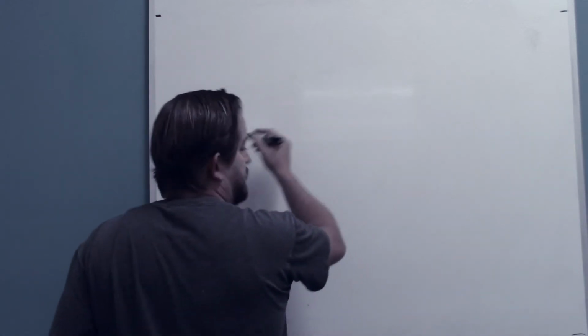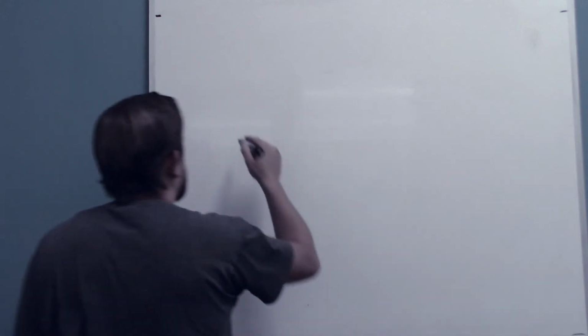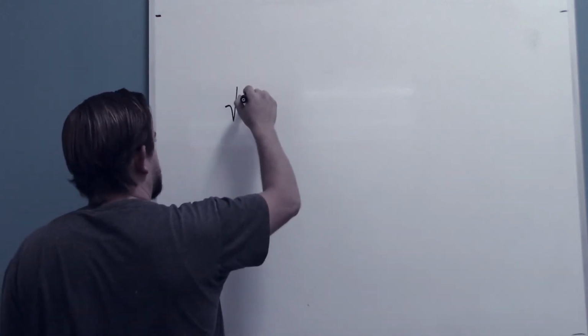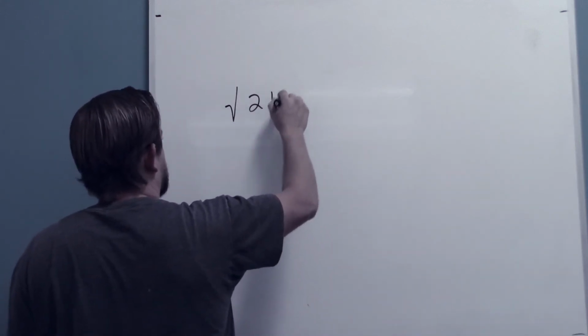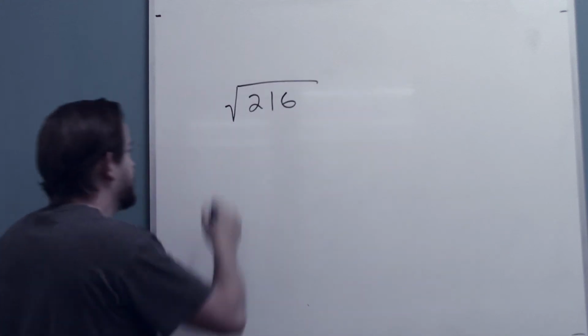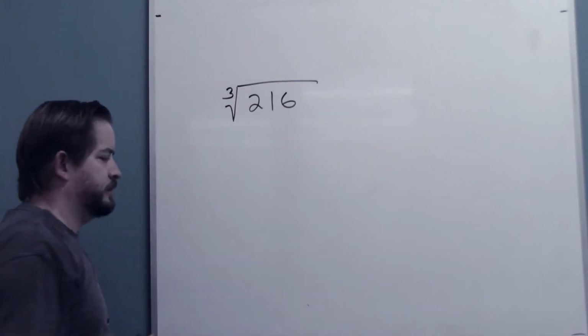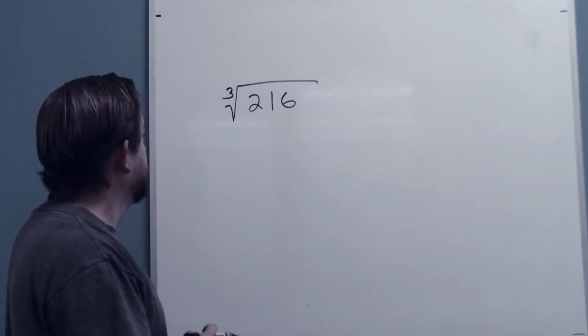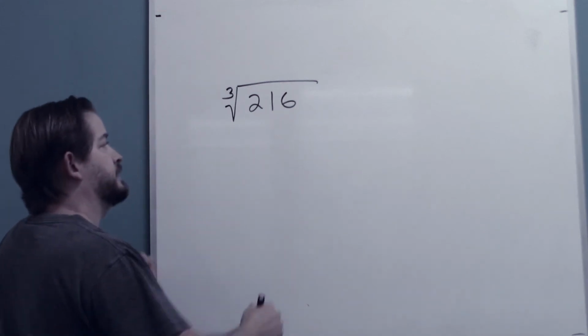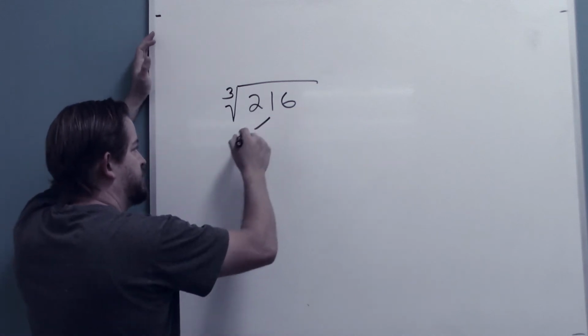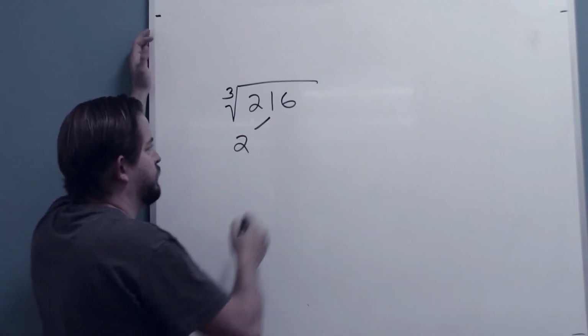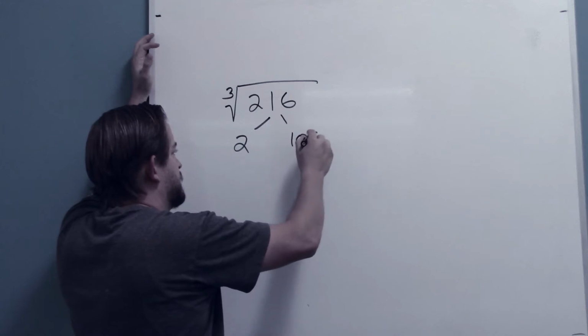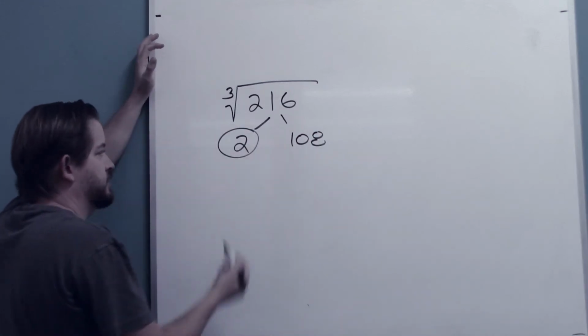Let's do 216. Okay. If I'm looking for the cube root of 216, I don't know what that is off the top of my head, right? But I can factor this, because 216 is divisible by 2. So if I divide it by 2, I get 108. 2 is a prime, so I'll circle it.